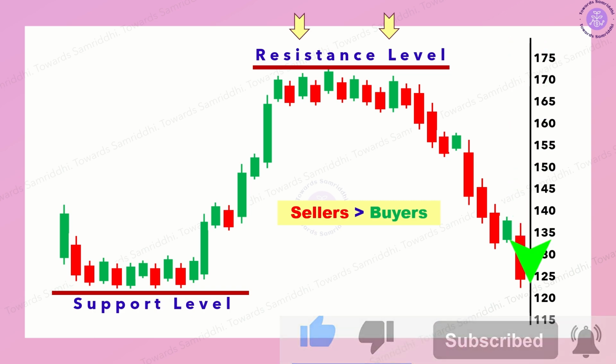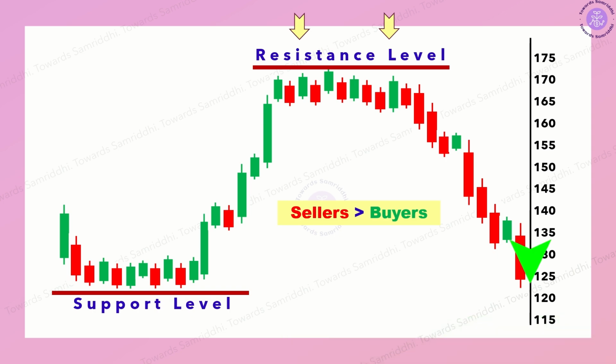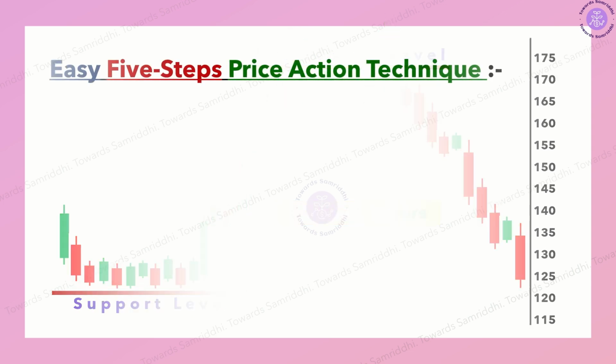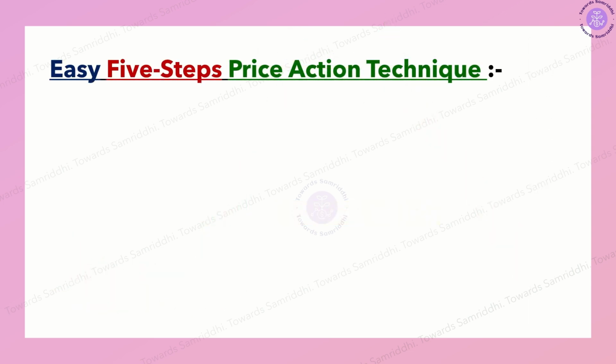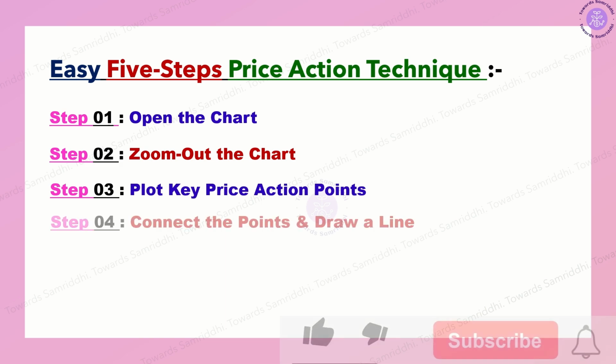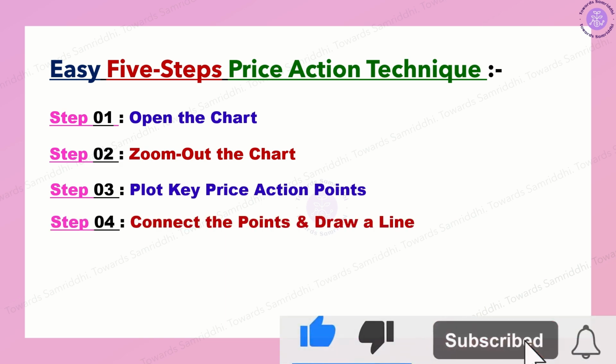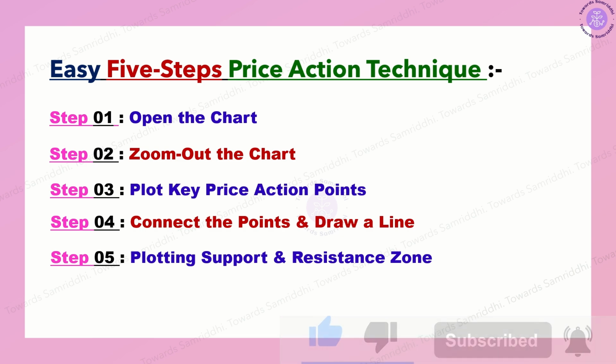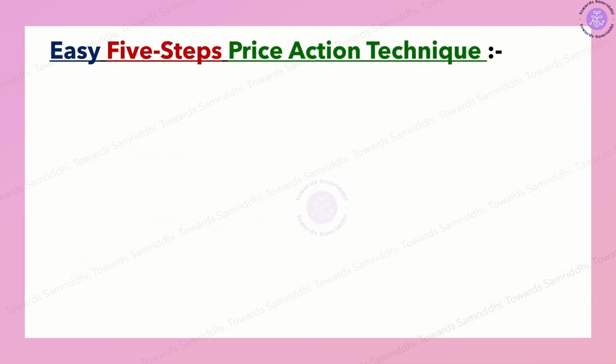For any trader working in any time frame, it is important to identify significant price levels where some price action occurred. Using the price action technique to identify these levels can lead to more successful trades. Let's discuss a simple 5-step process to identify support and resistance on your chart. These steps are: 1. Open the chart. 2. Zoom out the chart. 3. Plot key price action points. 4. Connect the points and draw a line. 5. Plotting support and resistance zone. Let's break down these steps.